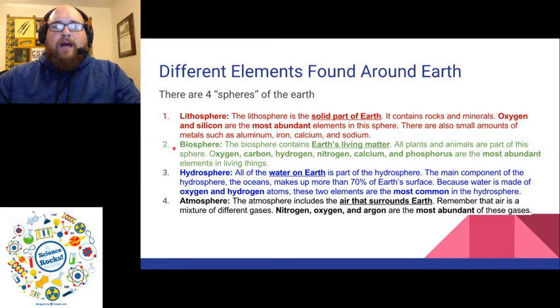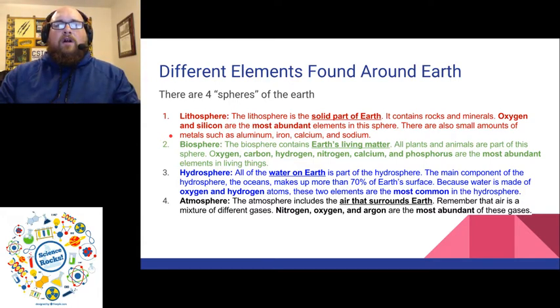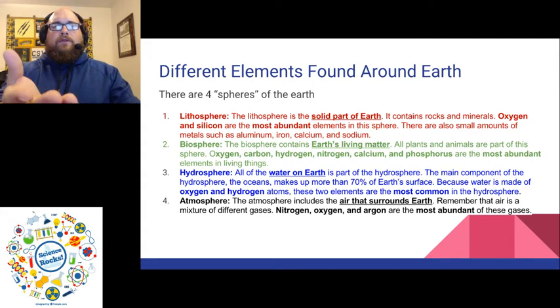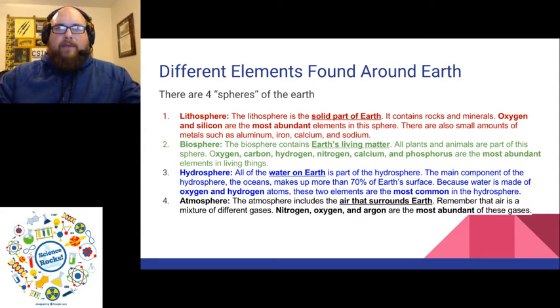Now let's talk about the second one. The second sphere is called the biosphere. This is a sphere per se, but what it contains is all of the living things of Earth. So you, me, the grass and trees outside, your pets, the birds that fly in the air, the whales that swim in the ocean. All of the living things make up this sphere. So plants and animals, the most common or most abundant elements we find there are oxygen, carbon, hydrogen, nitrogen, calcium, and phosphorus. All of these are required for our bodies to function properly. Therefore, this is why they're found the most.